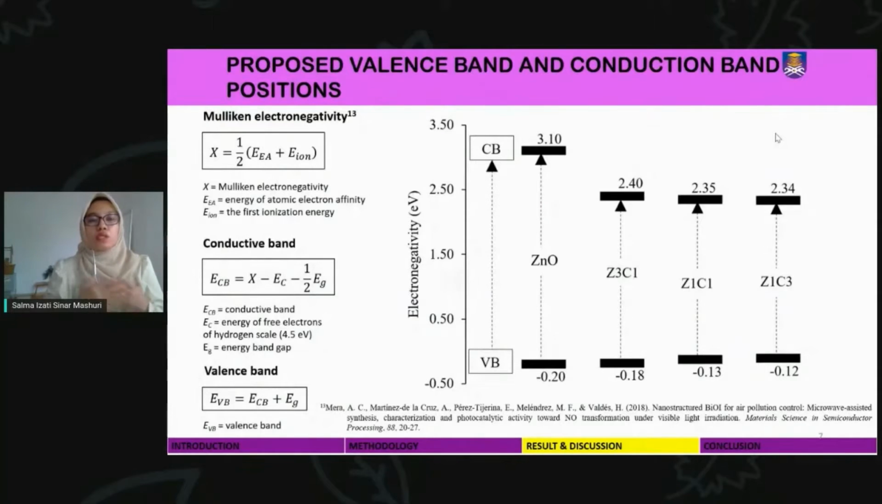So we already know the band gap. How about the position of the valence band and conduction band? From the Mulliken electronegativity, we can calculate that in the valence band there is no significant difference between the photocatalysts. However, the conduction band shows a significant difference between pure zinc oxide and those loaded with cadmium sulfide. The lowest conduction band we get is 2.34.